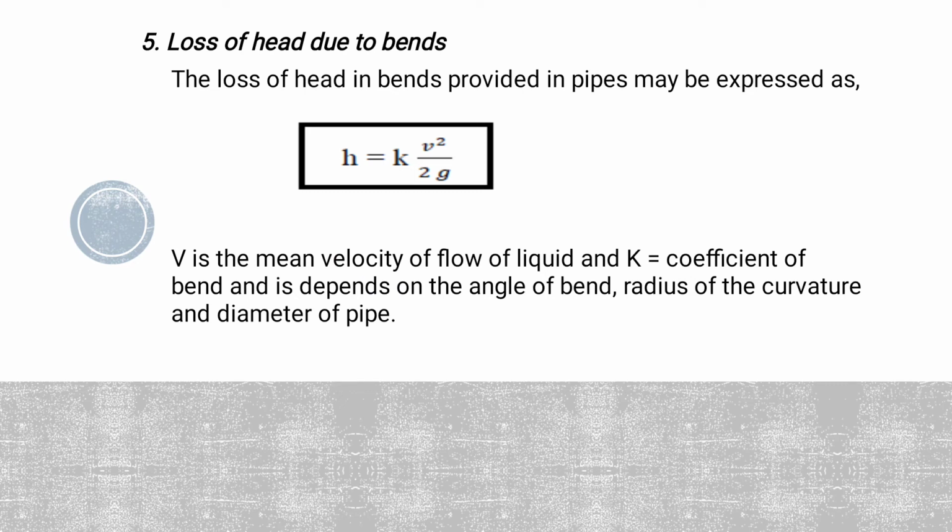Loss of head due to bend. The loss of head in bends provided in the pipe may be expressed as H is equal to K into V² by 2g, where V is the mean velocity of the flowing fluid and K is the coefficient of bend, and it depends upon the angle of bend, radius of curvature and diameter of the pipe.